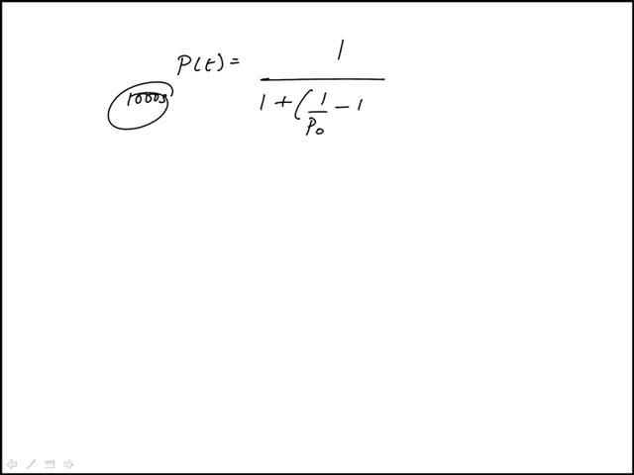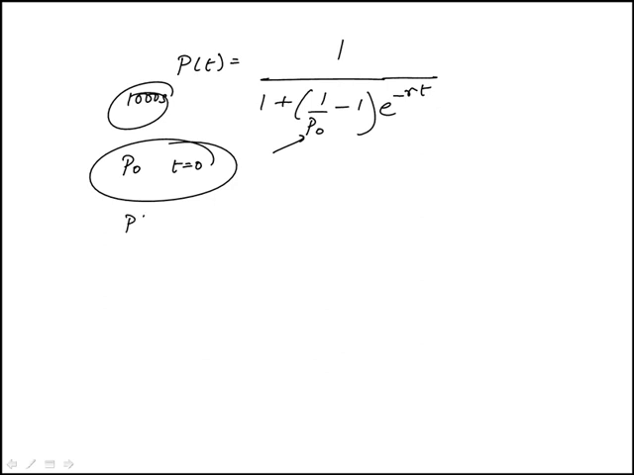We're told that the population P of fish, in thousands, in a certain pond at time t years is modeled by this function: 1 over 1 plus (1 over P sub 0 minus 1) times e to the power of minus rt, where P sub 0 is the population at time equal to 0. And r is the growth rate of the population.